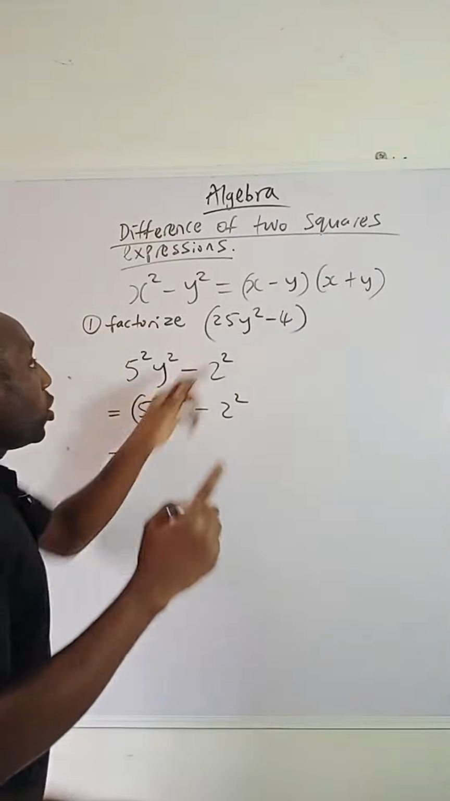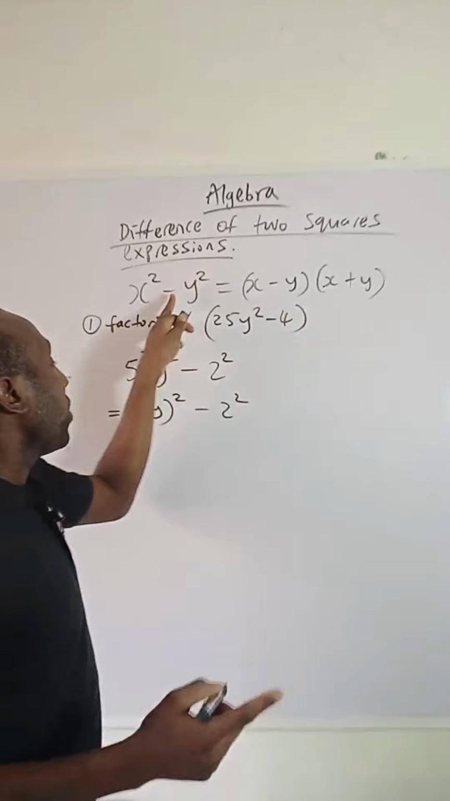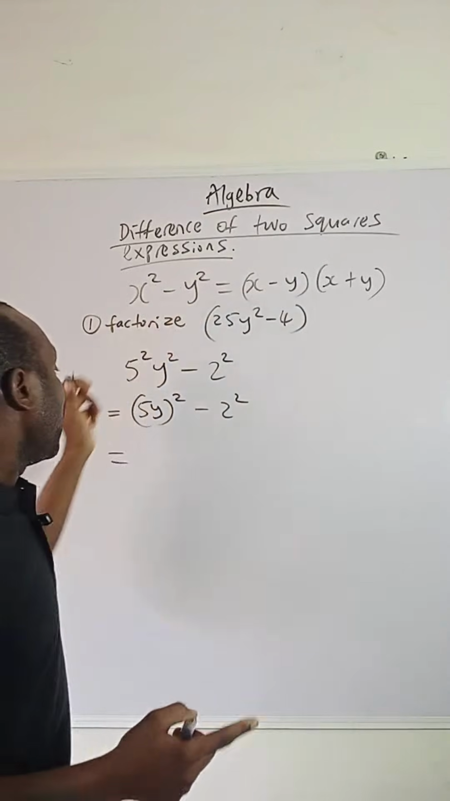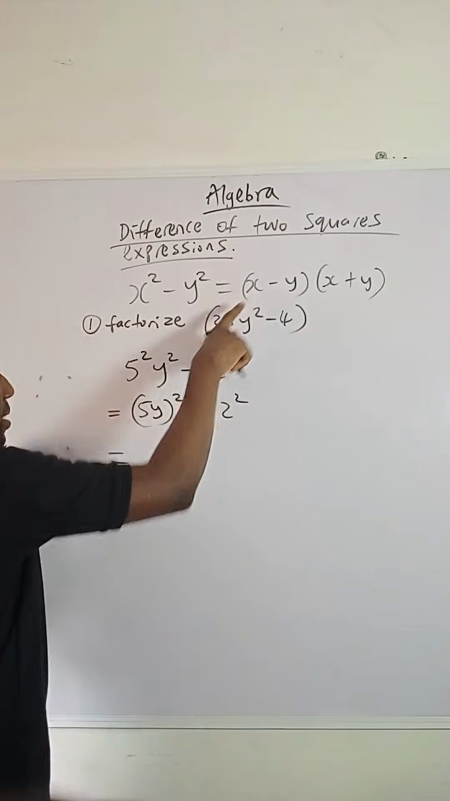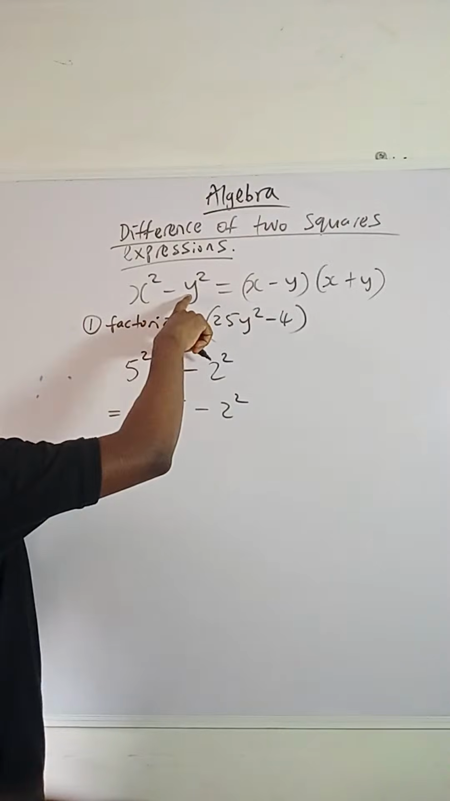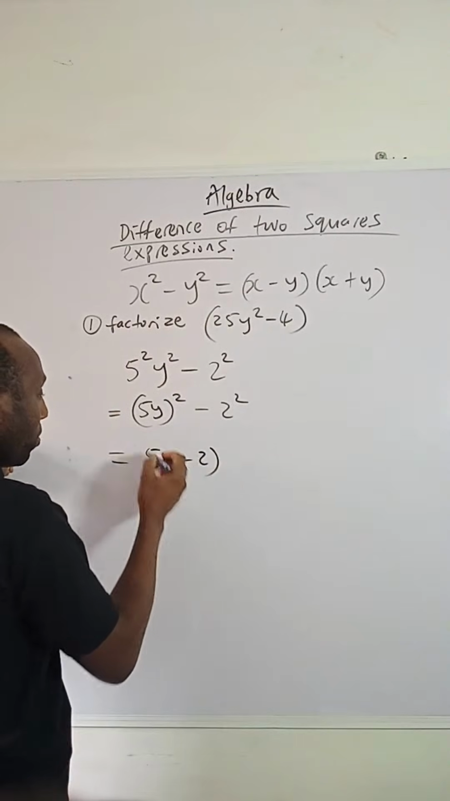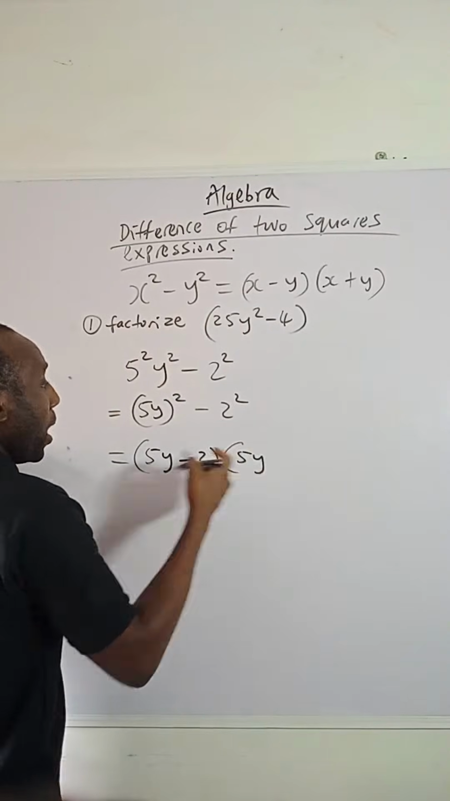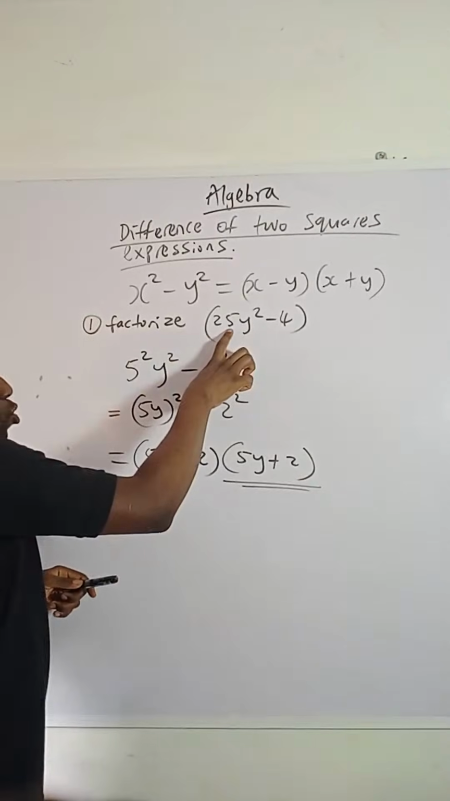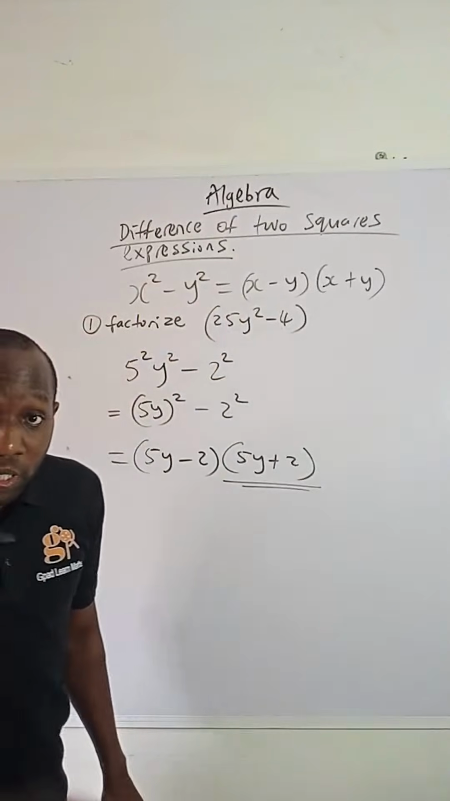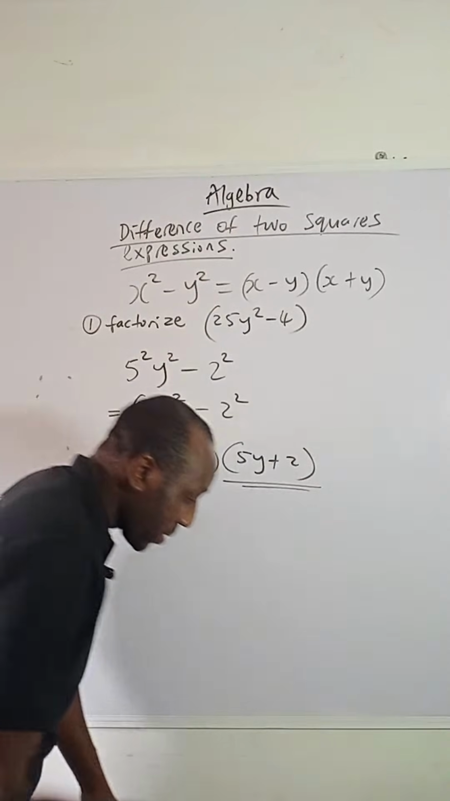So it's now time to factorize this form, where you have difference of two squares expressions, right? So this is 5y squared minus 2 squared. x has the place of 5y, y has the place of 2. So it's going to be 5y minus 2 in bracket, and then 5y plus 2. So this is the result you get when you factorize 25y squared minus 4 using difference of two squares. I hope this makes sense, people. I hope you got value from what I've just said.